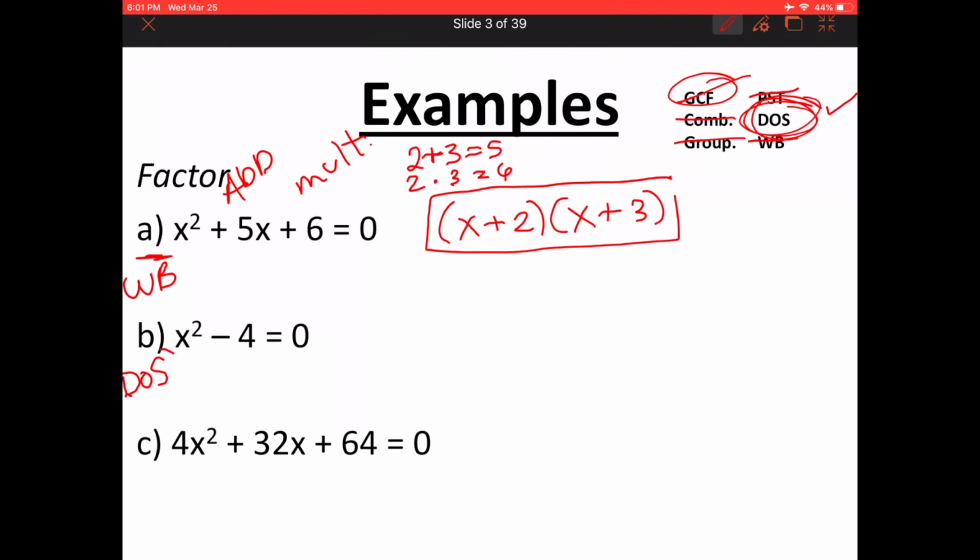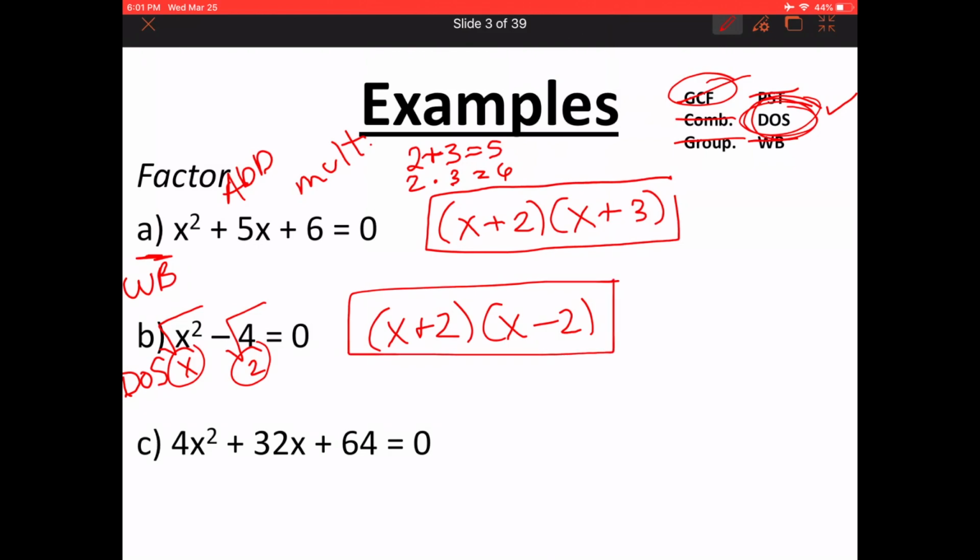How we use that is I square root the x squared, and I get x. I square root the 4, and I get 2. And so then my final factors would be x plus 2, x minus 2, and there's my final factored form.